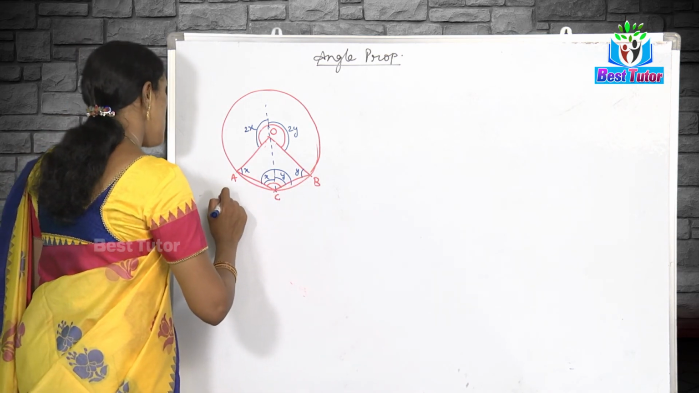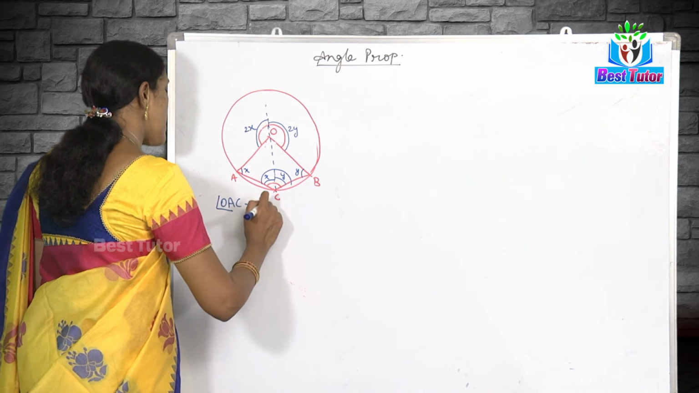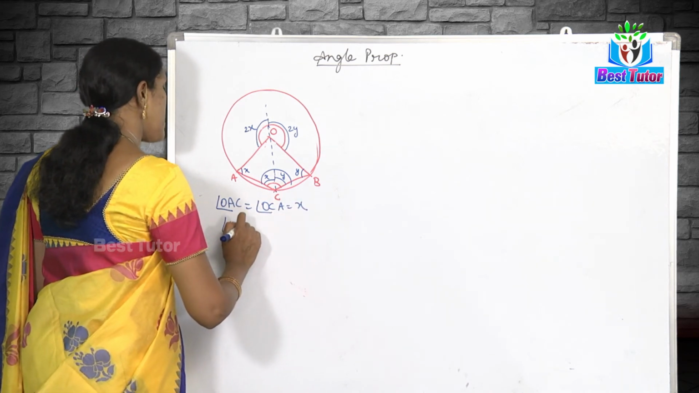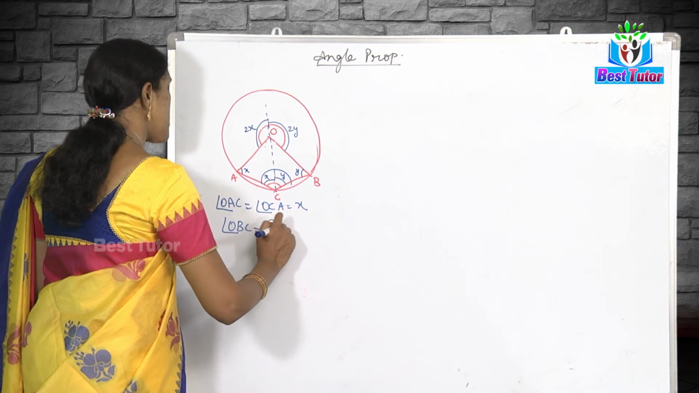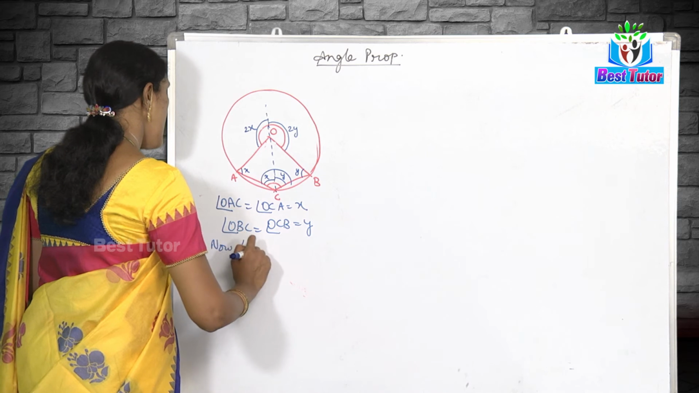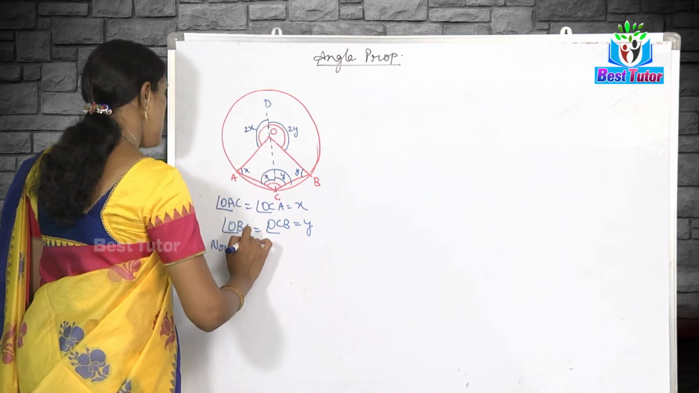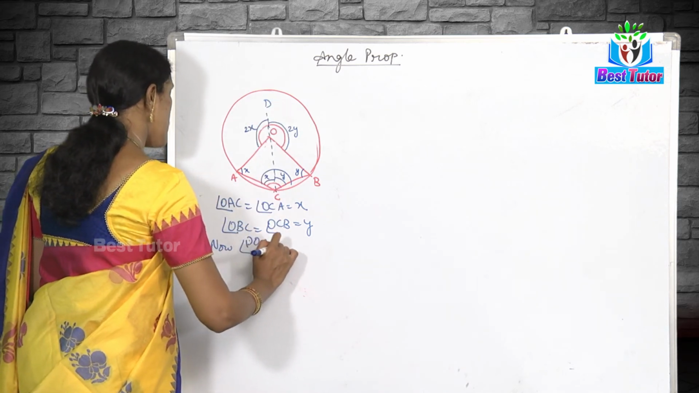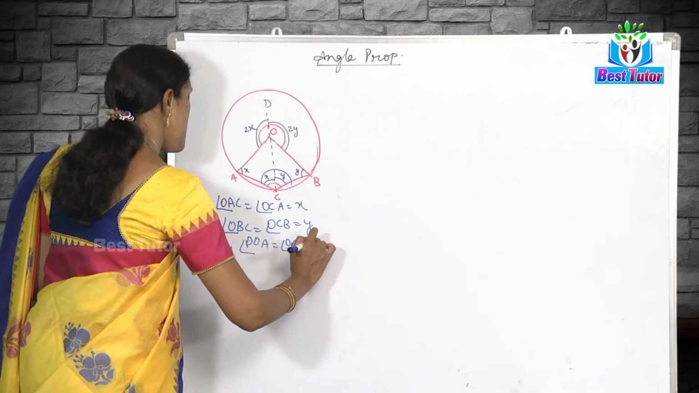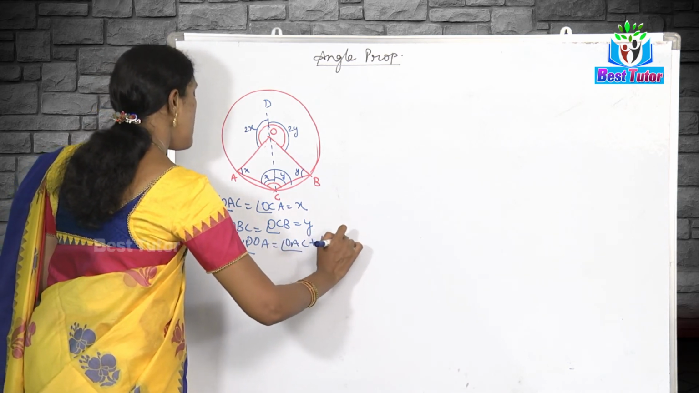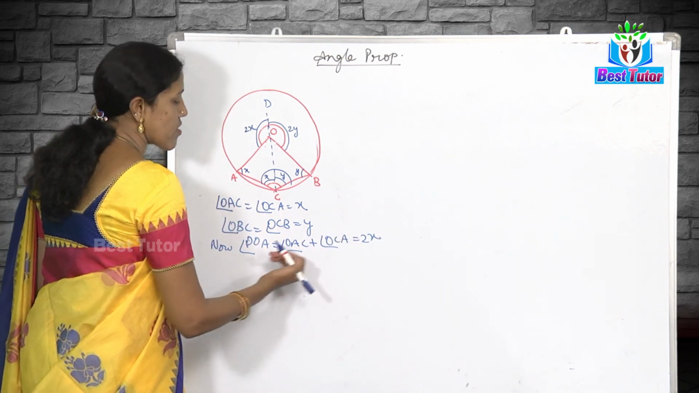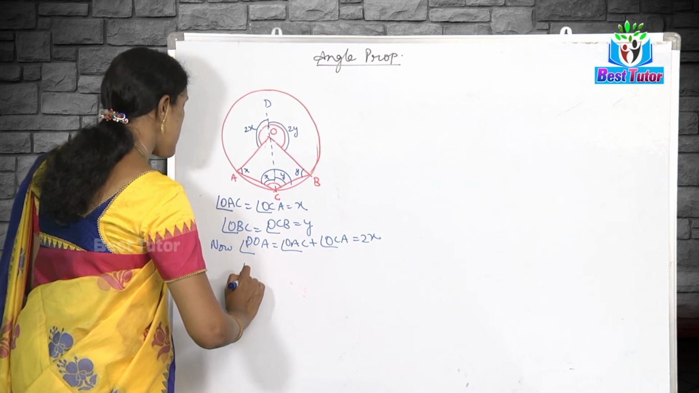Angle OAC is equal to angle OCA is equal to x, and angle OBC is equal to angle OCB is equal to y. Now, angle DOA is equal to angle OAC plus angle OCA, that is equal to 2x. Reason is exterior angle of a triangle is equal to the sum of its 2 interior opposite angles.